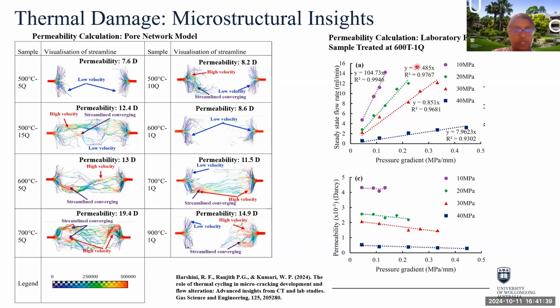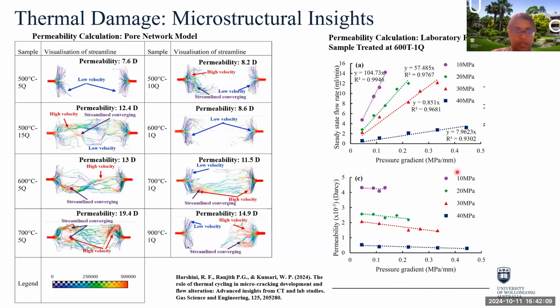Here you can only see one sample treated at 600 degrees at one quenching cycle. We found steady state flow rate is linearly increasing with pressure gradient for all confining pressures. We studied up to 40 megapascal in this situation, and we kept injection pressure less than confining pressure to avoid hydraulic cracking in this kind of experiment.